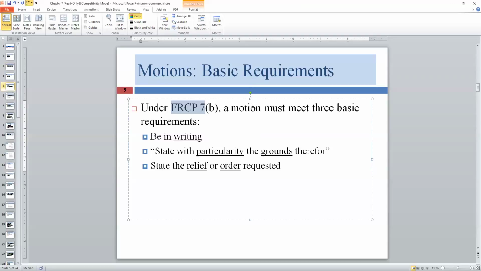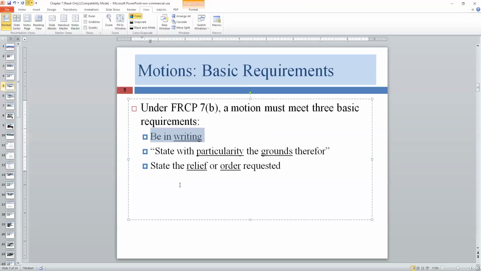So what's the first thing we need to know about motions? Well, it needs to be in writing, and that's usually needs to be in writing. We'll talk about an exception to that rule in a second. The next one, it has to state with particularity the grounds therefore. What is the reason that you ought to win your motion? You need to tell the court so the court can decide whether it agrees with you or not. And then, of course, you have to say what you want.